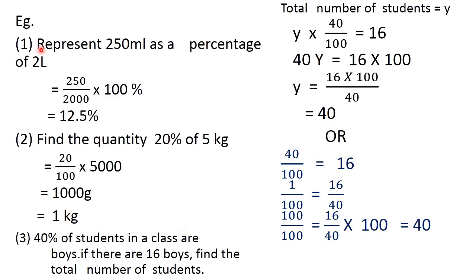Example. Represent 250 milliliters as a percentage of 2 liters. First write that amount as a fraction of the whole amount. Convert the fraction into percentage. 12.5.